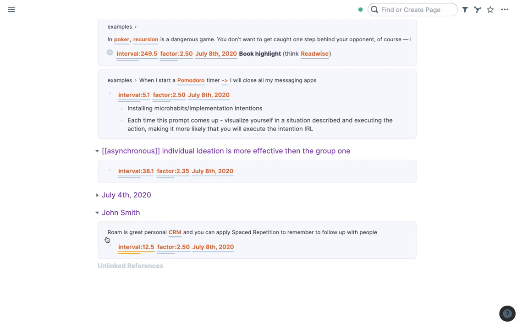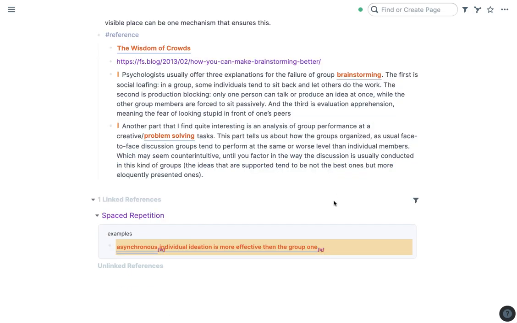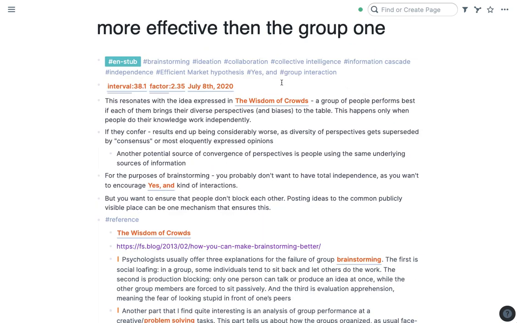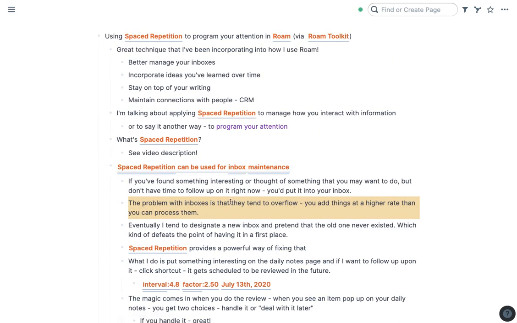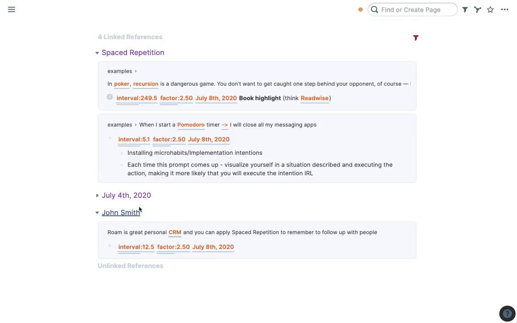Now, let's take a look at a few other applications. One that is fairly similar in the conceptual framework is revisiting your Evergreen notes. So I have this note, asynchronous individual ideation is more effective when done alone than when done in the group. Now, there's this note, and I can decide to add things to it, improve on it, interlink it with some other notes, and that would be great. Or I can say, okay, I'm gonna deal with this one later, and I'm gonna reschedule it.